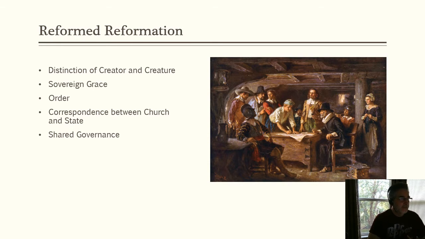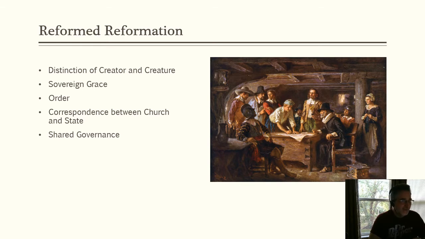Okay, so the elements of the Reformed Reformation. The first, and I think the most important, distinctive of the Reformed Reformation is this idea of distinction of creator and creature. This is really, really critical to them. God is God, man is man. We are not like God. He is distinct and different. And the two should never get mixed up.